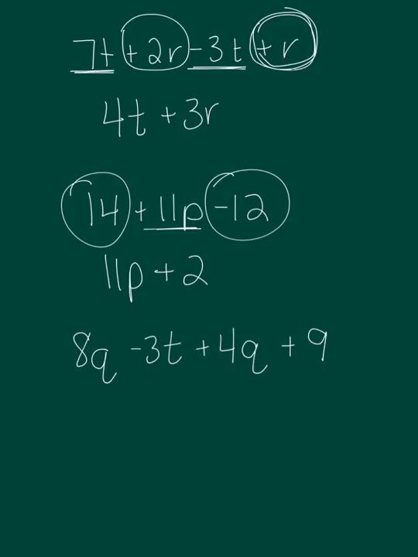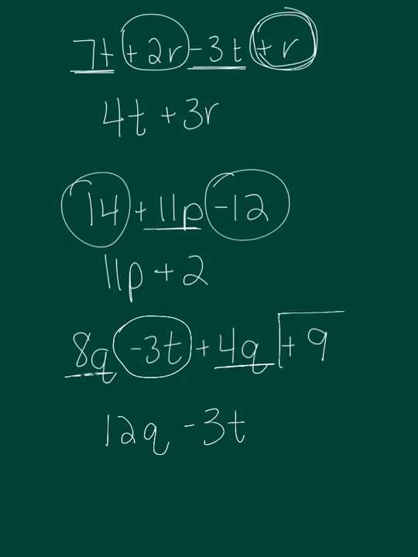And for our last one, we have 8q and 4q, and that gives us 12q, and then we have a minus 3t, and no other t's, so we have minus 3t, and then we have plus 9. And there's your answer.